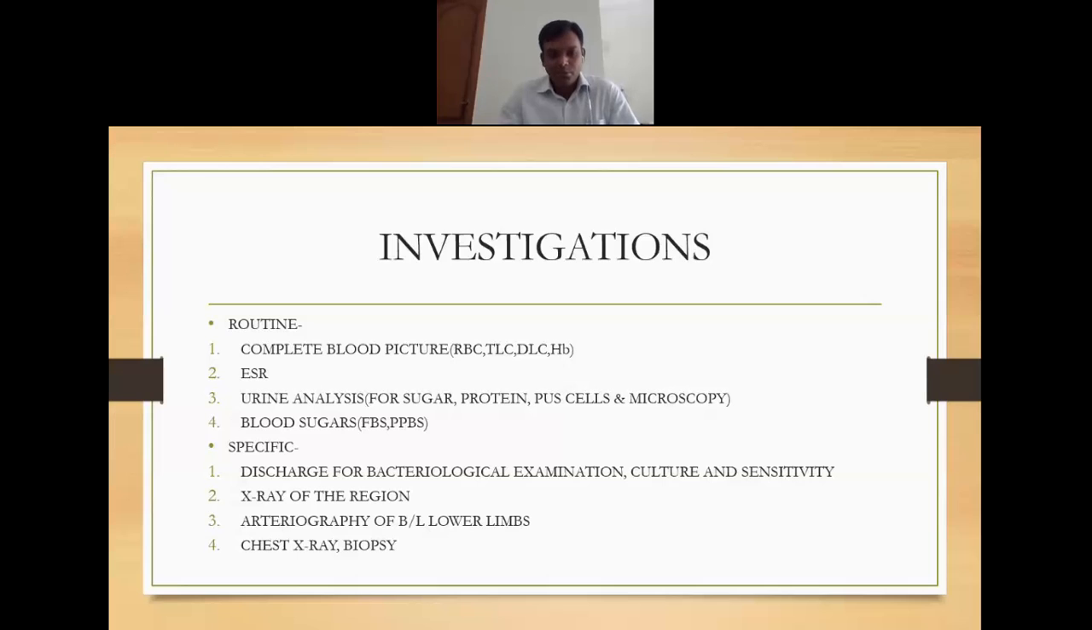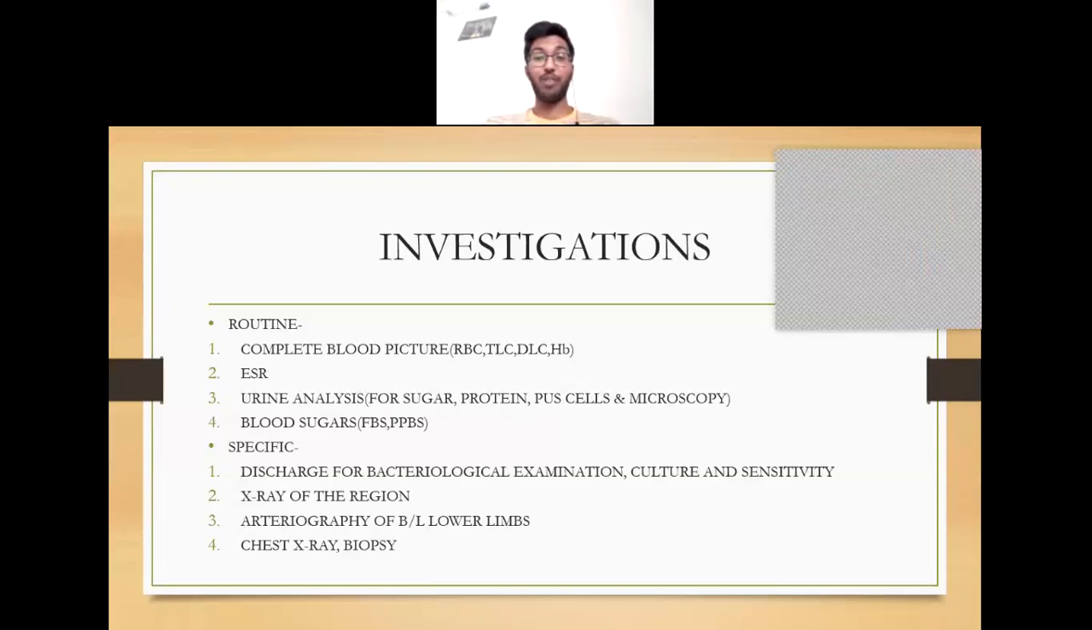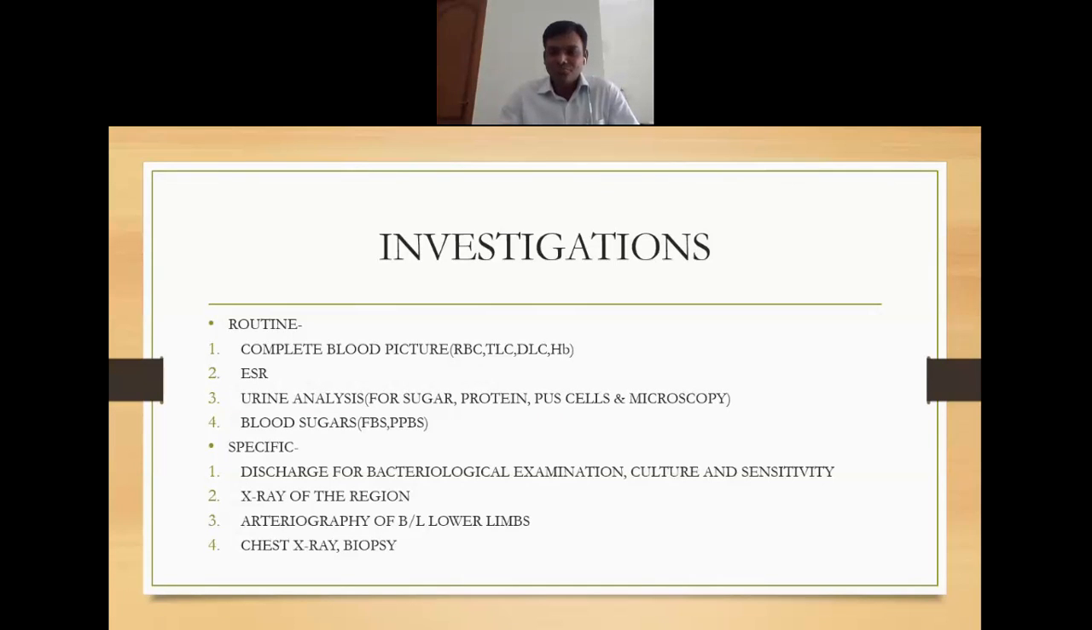Then arteriography of the bilateral lower limbs, for what? Only if any angiopathy and arterial ulcers are suspected. Here you have written already specifically you want to do arteriography. Sir, since I couldn't get the pulse, I thought of that. Correct. So arteriography is an invasive investigation. It is usually not done. Just Doppler will do. With Doppler you will get sound.